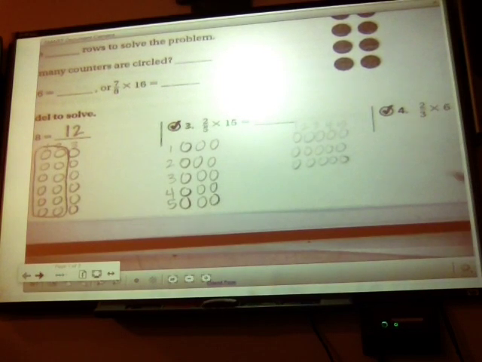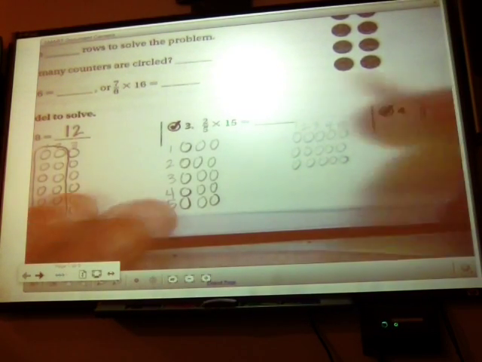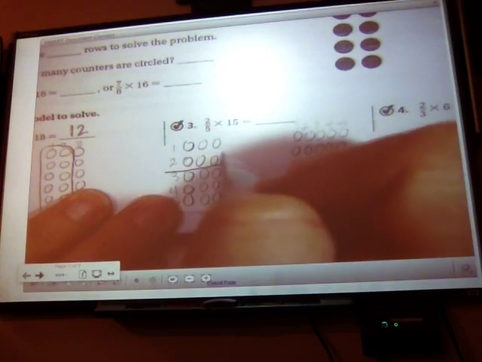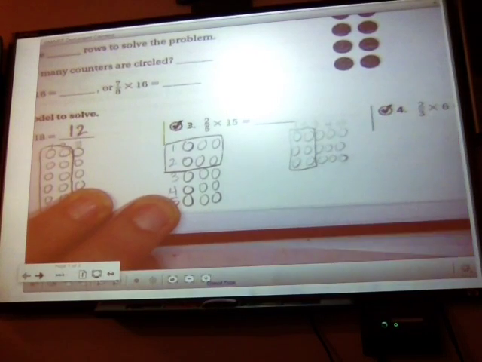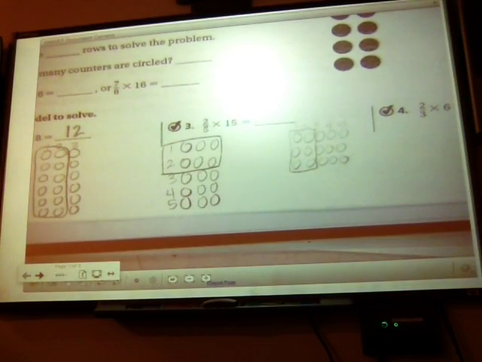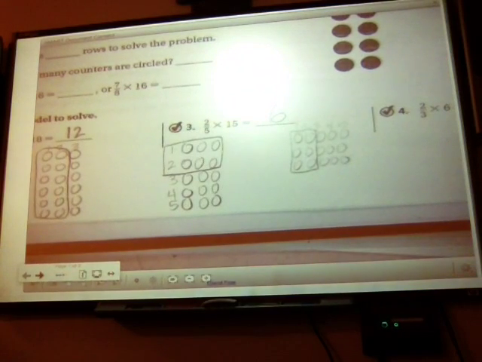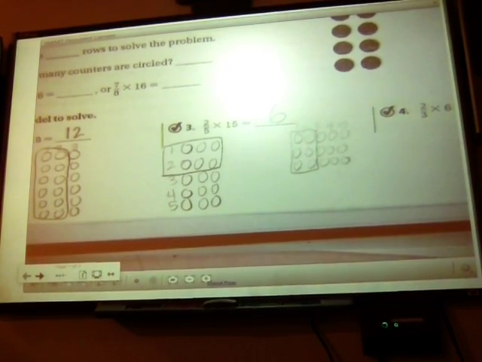Xander, on this, if I've got 15, I've got them organized in groups of 5. How many fifths am I going to circle, sweetheart? 2 groups of my 5. Here's 1 group, 2 groups. So, ladies and gentlemen, what is 2/5 of 15, or 2/5 times 15? 6. Please do number 4 by yourself.